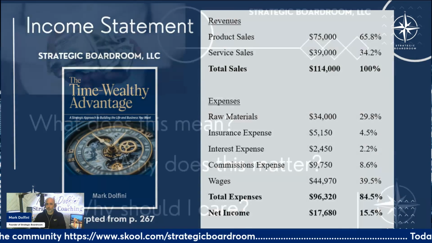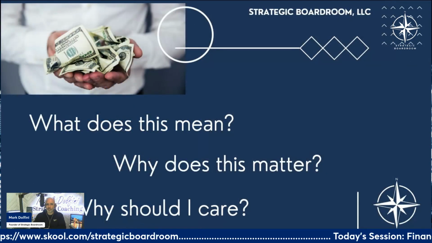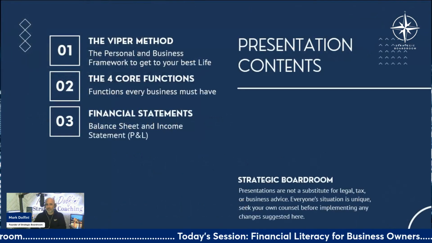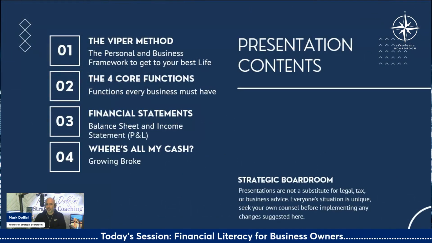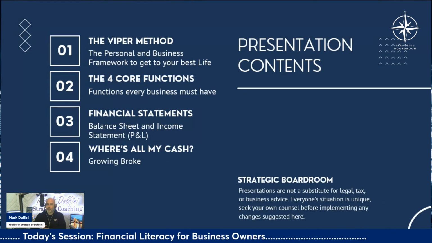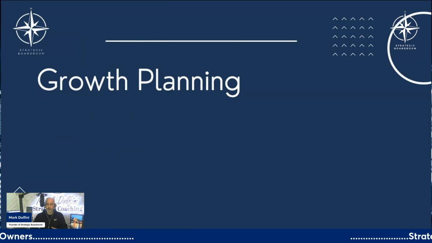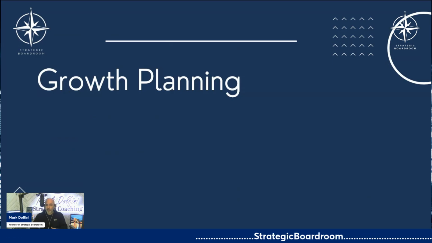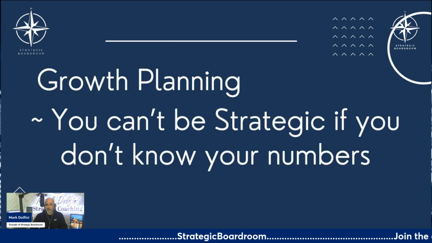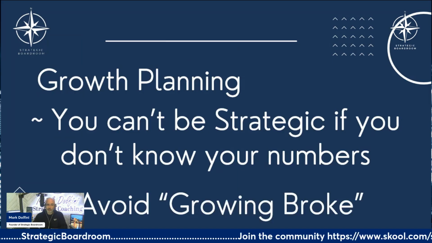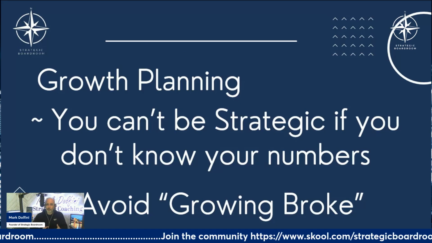So you might say, well, what does this have to do with the price of green beans? What does this mean? Why does this matter? Why should I care? Well, this helps you plan, and it helps you be much more strategic, and especially it helps you keep from growing broke. If you have a growing business and you're struggling and you're wondering like, oh my gosh, where is all my cash going? Look, the truth is this: if you're trying to grow your organization, you cannot be strategic if you do not know your numbers. You just can't. So this is also going to help prevent you from growing broke.